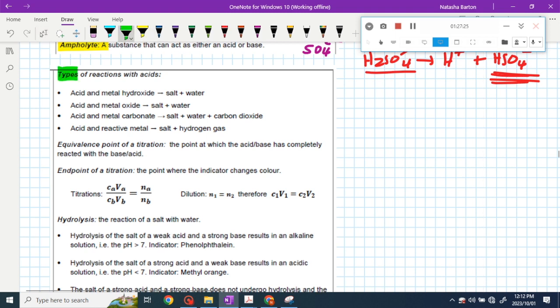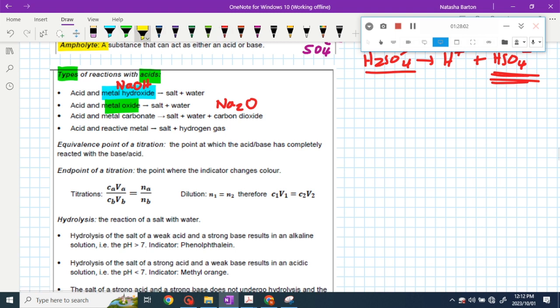Big problem is the types of acid-base reactions, or even just acid reactions. You need to know how to write these out. We say an acid plus a metal hydroxide. Guys, an example of a metal hydroxide is sodium hydroxide. Is going to form a salt and water. If we have an acid plus a metal oxide, an example of a metal oxide would be Na2O, sodium oxide. That is a metal oxide. Is also going to form a salt and water.